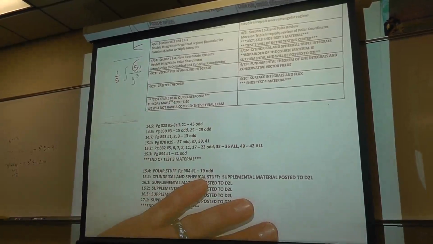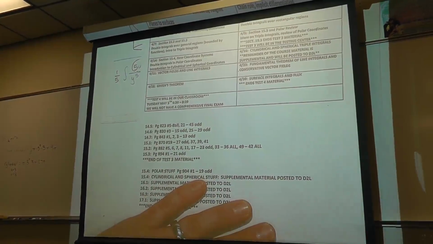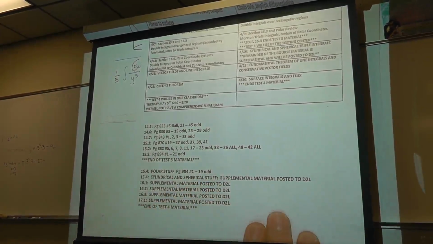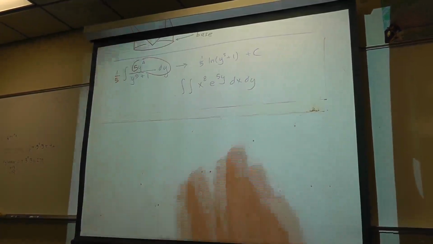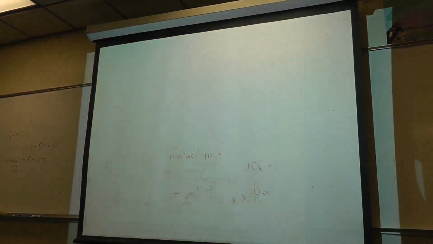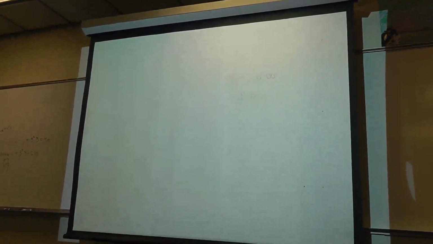Can we go over choosing our limits? Okay, choosing limits for a double integral. I thought that was probably some of the most challenging stuff that we've done yet, just trying to figure out exactly which one.